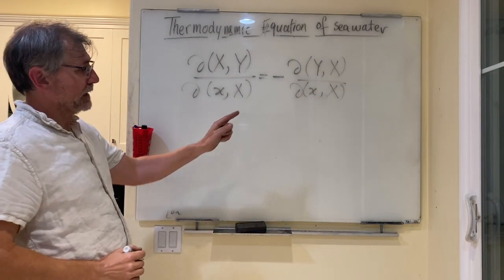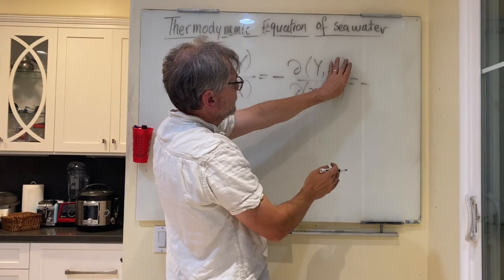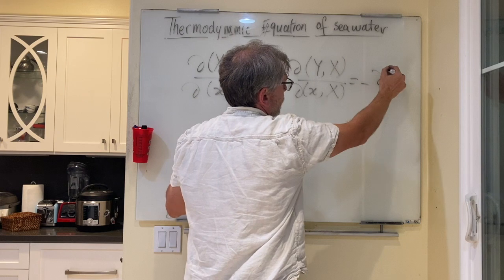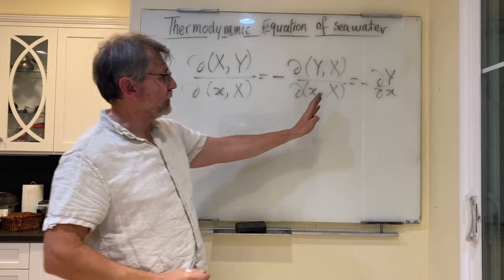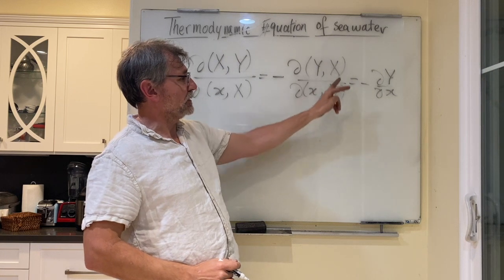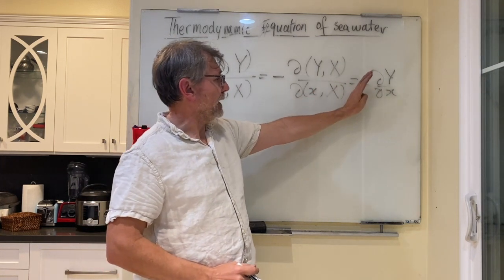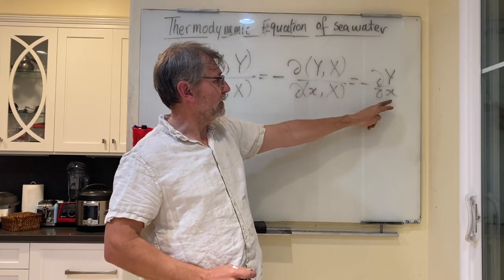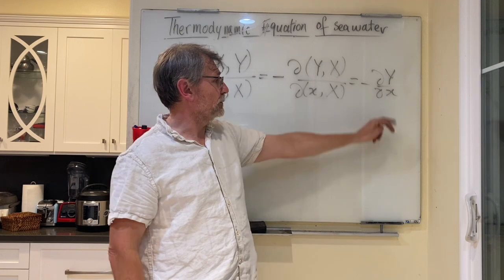And my claim is that this is now equal to minus, and I can just get rid of the big X's, minus dy d little x. Okay, so whenever you have a variable that appears in the numerator and the denominator at the last entry, then you can just take it out and you have whatever's left over for your Jacobian determinants.